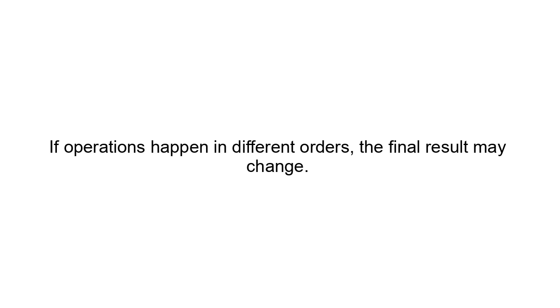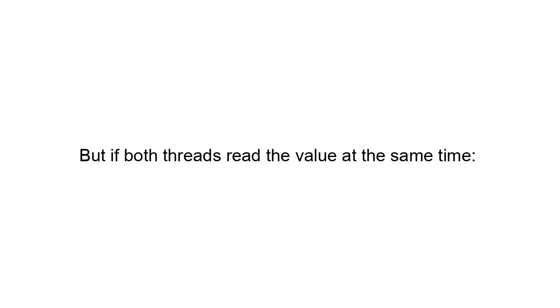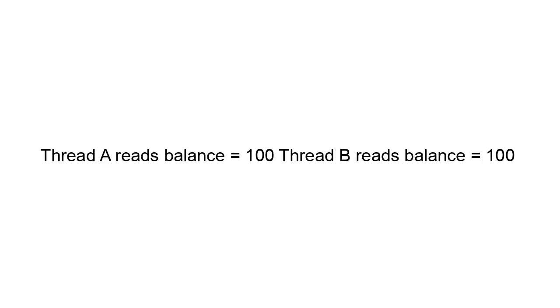But if both threads read the value at the same time, Thread A reads balance equals 100. Thread B reads balance equals 100. Thread A updates: balance equals 150. Thread B updates: balance equals 70. The final result becomes 70, which is incorrect. This happens because of a race condition.